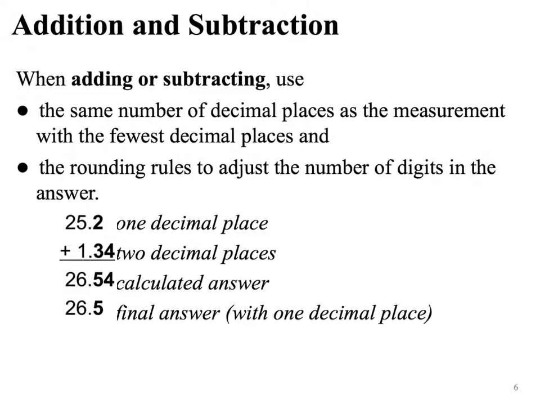The next rule is addition and subtraction. When we're doing addition and subtraction, we are counting the number of decimal places. So for example, here we have 1 decimal place. Here we have 2. When we add it, this is what we get in our calculator. But our answer is going to have the one with the smallest number of decimal places, which in this case is only 1. So we are going to have only 1 decimal place. We look to the right, it's a 4. We don't have to do anything, so we report 26.5.